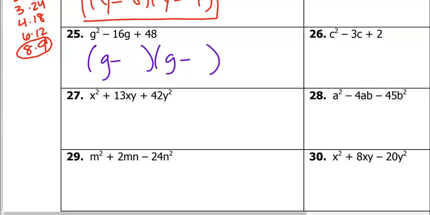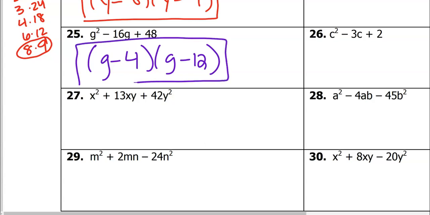You're right. Is that what y'all used? Yeah. 4 and 12? Good, yes. Are we good? Was that okay? Are we starting to see patterns? Okay.